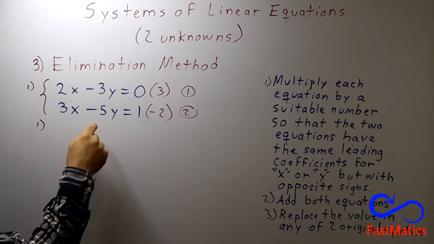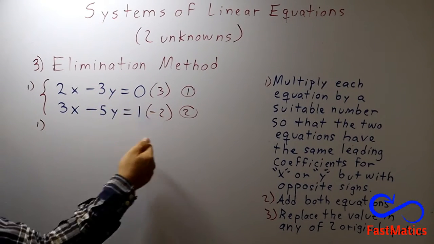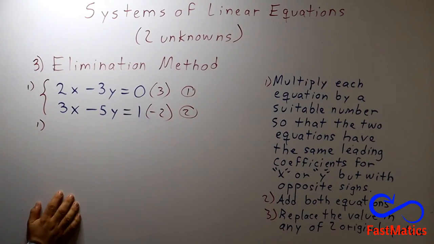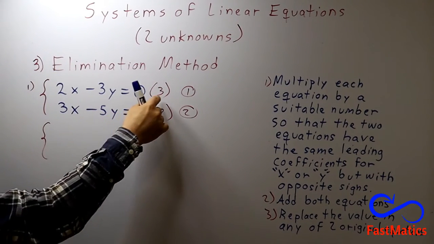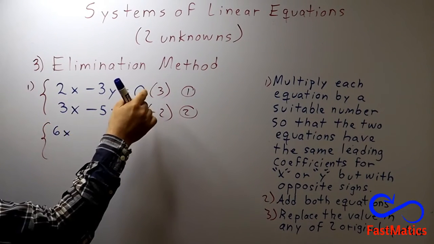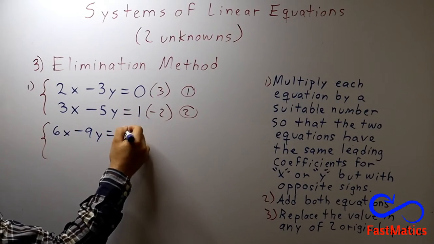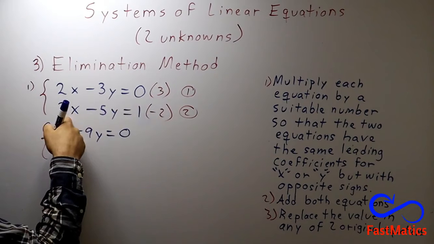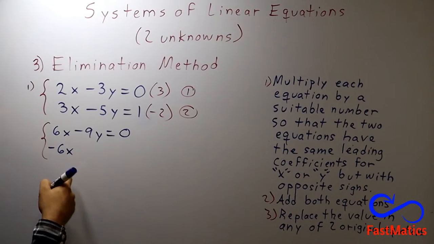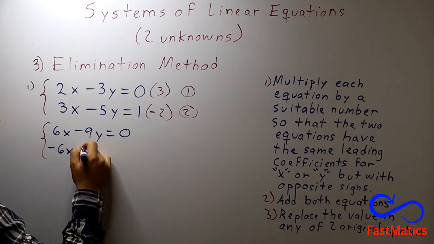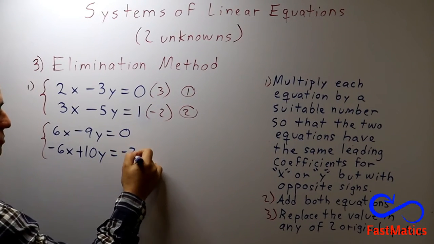Okay, no problem. So you should put a 5 here and a 3 here, arranging signs in order to eliminate y. For instance, -5 here and +3 here. So we multiply 3 times 2x, 6x, 3 times -3y, -9y, is equal to 3 times 0, 0. And here, -2 times 3x, -6x. Very important to have the same coefficient with opposite signs. -2 times -5, plus 10y. -2 times 1 is -2.